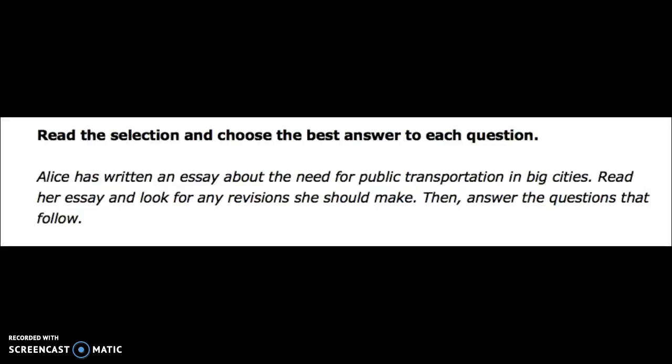Read the selection and choose the best answer to each question. I am not able to read the revising and editing questions to you. You will have to read those on your own. Good luck.